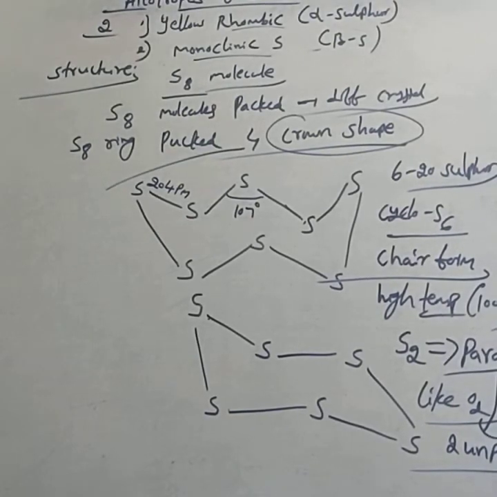This is about the allotropes of sulfur. In the next class, we will discuss the compounds of sulfur. There are two important compounds, sulfur dioxide and sulfuric acid.